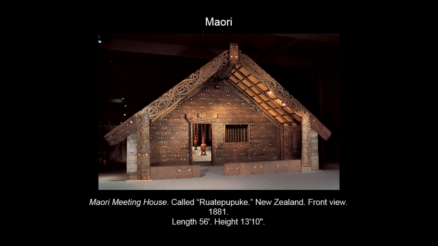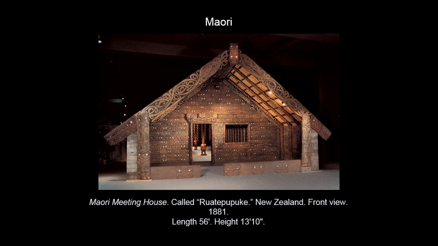The marae is where you would gather together to discuss important issues to your culture, to your community. This might be a place of ritual rites of passage and to honor your ancestors. And the building itself is honoring an ancestor, one specific person, whose name I'm going to attempt to pronounce, but I'm probably not going to do properly, Ruapute Papuke.